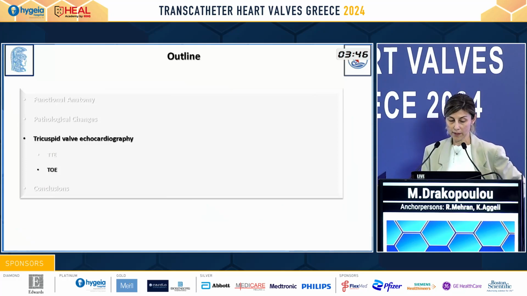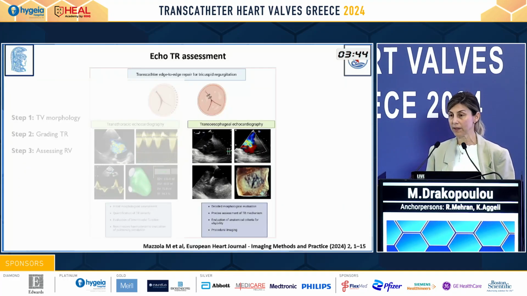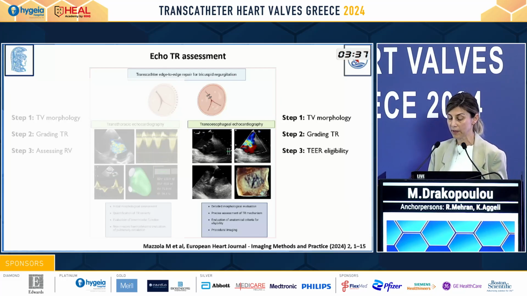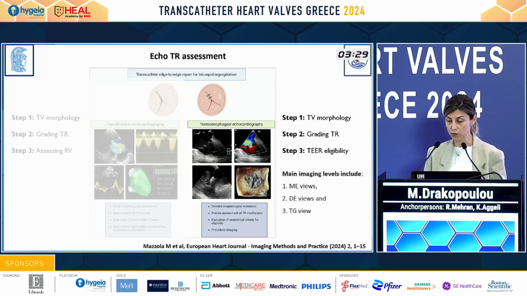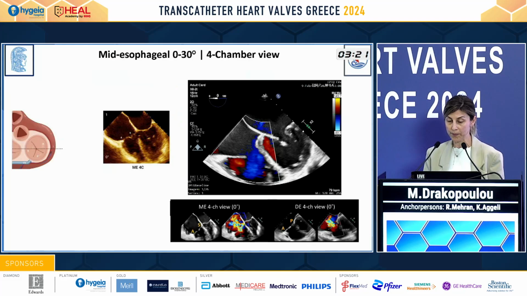Going to the TOE images, we know that TOE plays a crucial role, especially in patients who go for screening for transcatheter intervention, so we can assess the morphology, grade the severity, as well as assess the eligibility for transcatheter procedures. And we can see that the TOE offers images at different levels: the mid-esophageal view, deep esophageal view, and transgastric view.